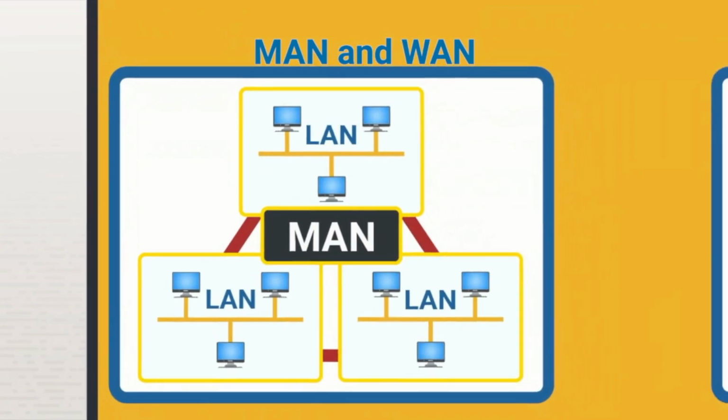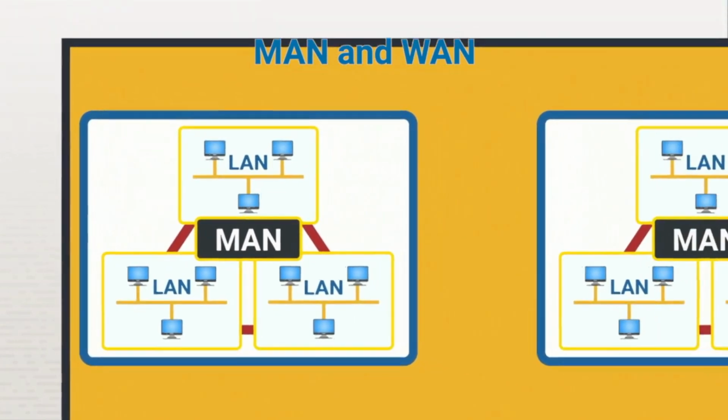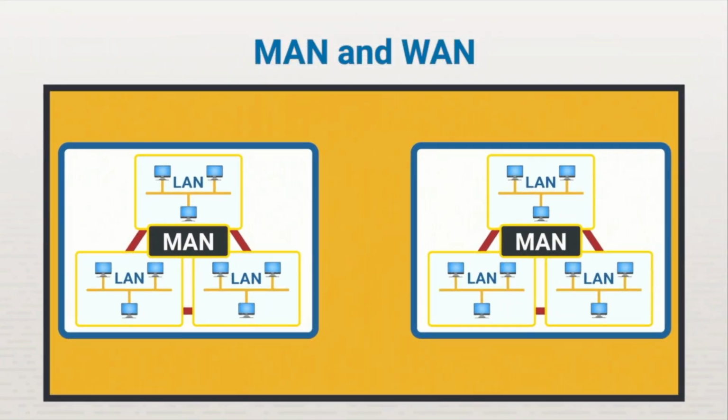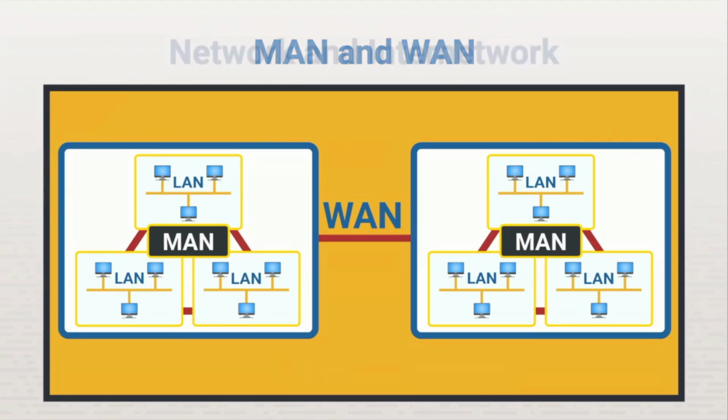If we zoom out even farther, we can see that there are many networks in many different cities, and they're all connected together. The connections between them are called Wide Area Network Links, or WAN links. The collection of connected networks is called a WAN.